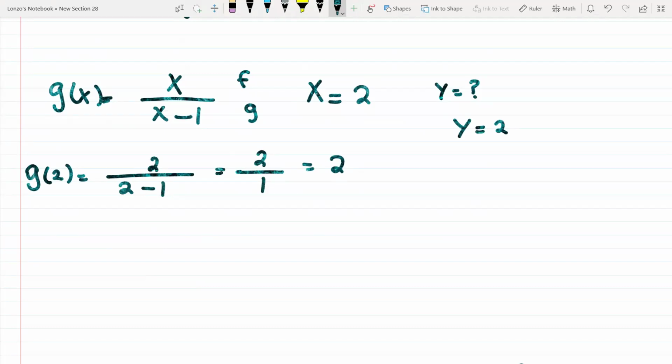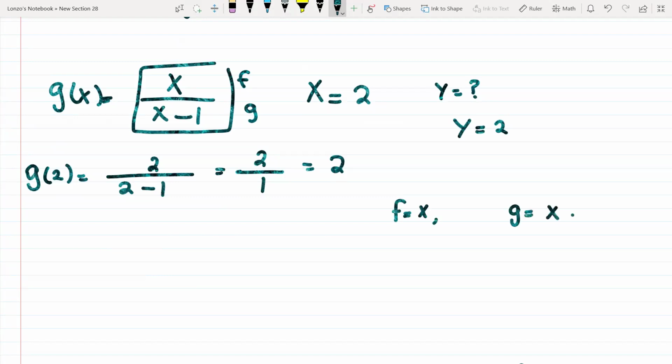So how do I take the derivative? I'm going to use the quotient rule because this is in fraction form. First I've got to figure out my f and my g. My f is the numerator, which is x, and my g is x minus 1. Then f prime is 1, and g prime is 1.